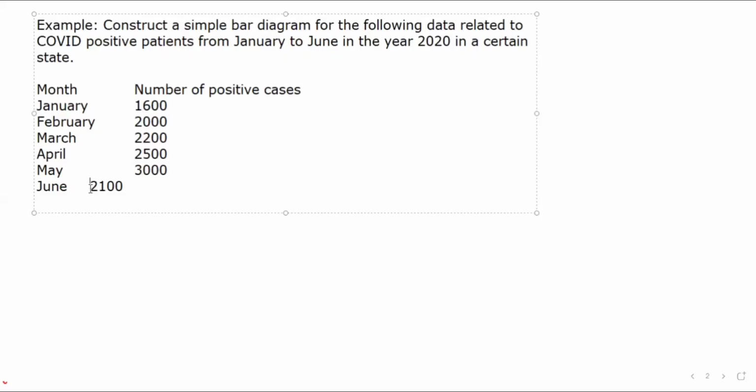According to the given data, in January they found 1600 cases. In February, 2000 cases. In March, 2200 cases. In April, 2500 cases. In May, 3000 cases. And in June, 2100 cases.